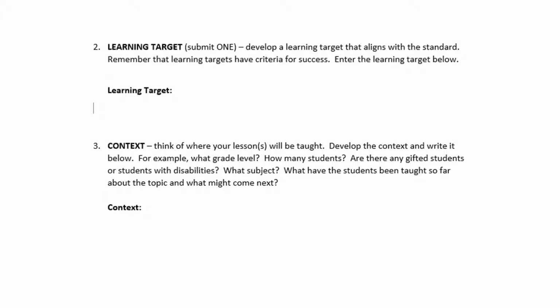Then you're going to write very briefly a context where your lesson will be taught. What grade level, how many students are in the class, are there any gifted students or students with disabilities, similar to what you did for the EdTPA? What's the subject? What have students been taught so far about the topic and what might come next? So your goal here is just to provide a brief description of the context so that when I'm reading it, I have some sense of what the class is like and what's about to happen in the lesson, where they've been and what you're about to teach.